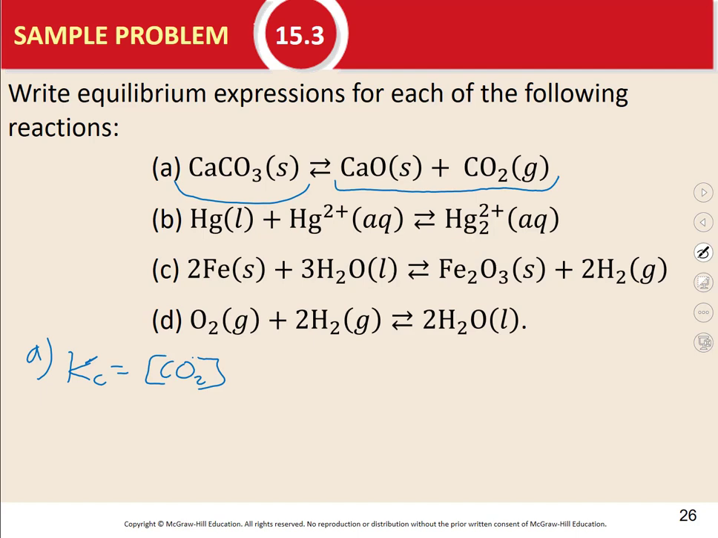So D here, the numerator is the products. H2O right there is a liquid, so we're going to ignore it. There is no other product, so we're just going to put a plain old 1 in the numerator there. So for D, what would we put in the denominator? Good, the O2, and then the H2. What special thing did we do to H2? Square. Good, because it has a coefficient of 2, so that gets squared.